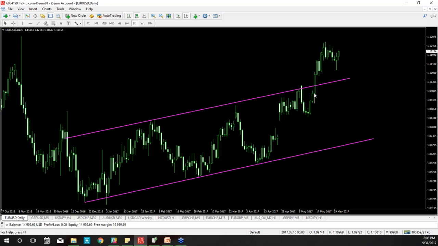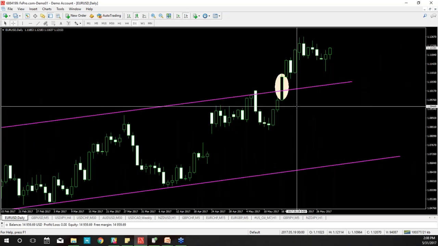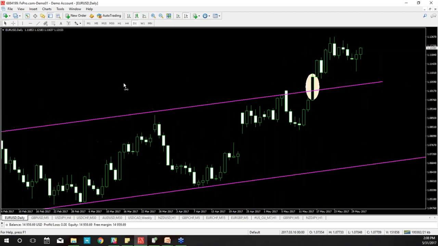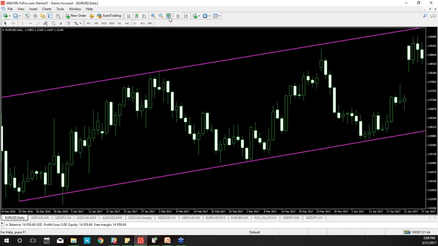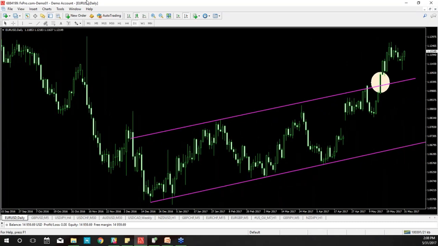Then we have a channel breakout over here, meaning that the price has increased and showed intentions to increase with higher intensity, which brings us to today's case. But let's get back to the past a little bit and see what this channel is telling us.